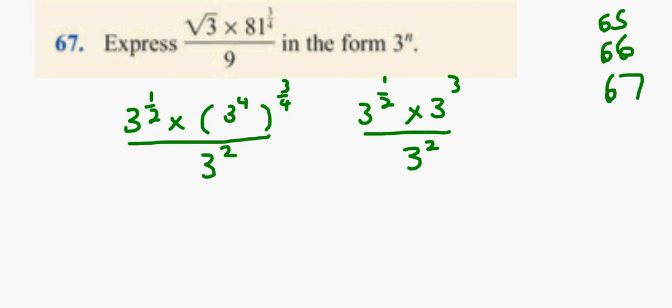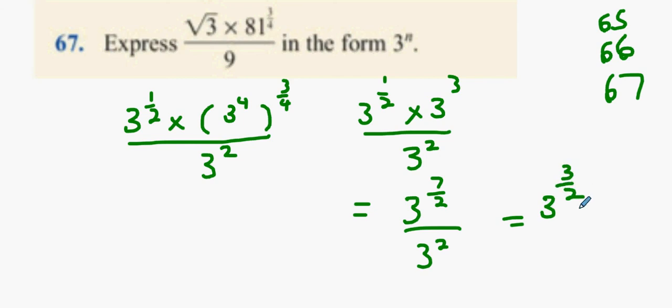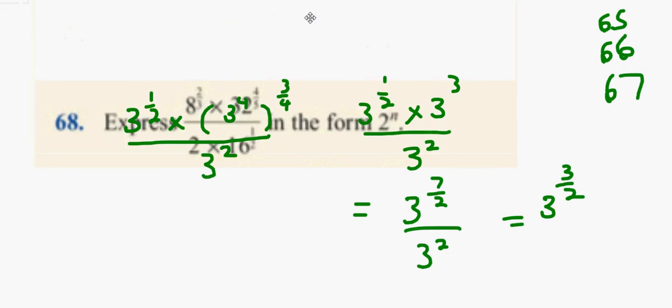Half plus 3. 3.5, or in top heavy mode, 7 over 2. 7 over 2 take away 2. Use your calculator. You get 3 over 2. Alright, who got that one now? Now, 68.